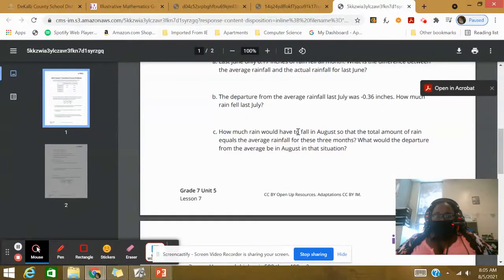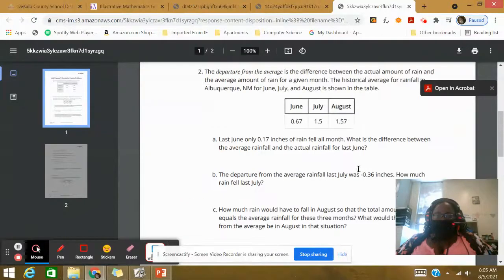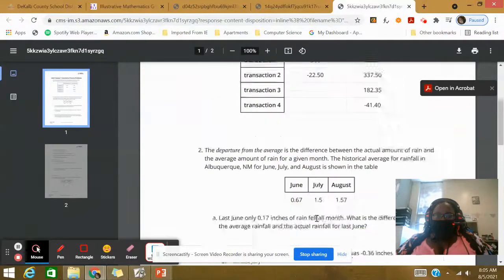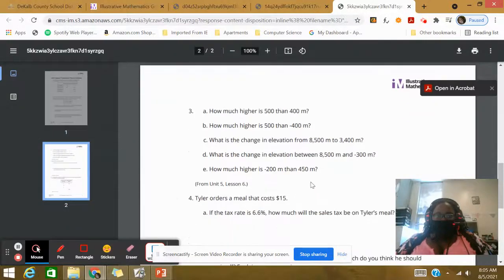The last question says how much rain will have to fall in August so that the total amount of rain equals the average rainfall for the 3 months. Remember, average is adding all three values together and dividing by 3. And then it asks what would the departure from the average be in August in this situation. 3 is pretty straightforward. How much higher is 504? So all of these guys, you're pretty much finding the distance in between.